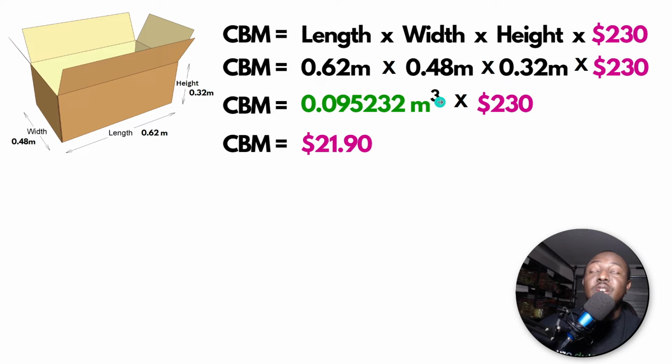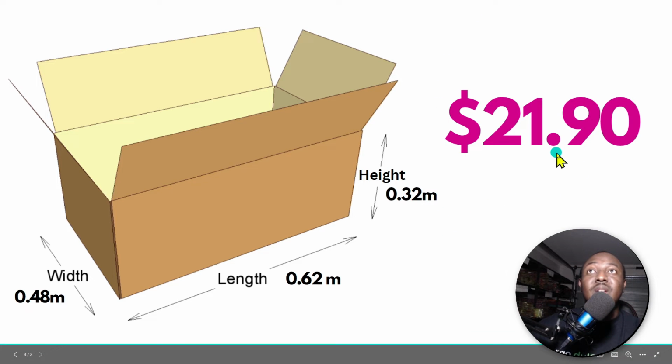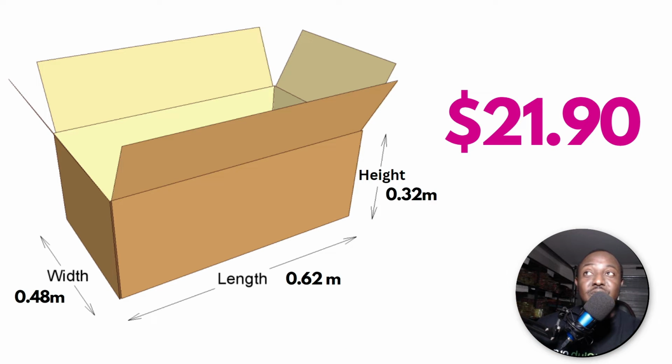0.095232 cubic meters. Now we multiply it by 230, and the cost for this box is going to be $21.90. So to ship this box from China to Ghana, or from your destination country to Ghana, it is only going to cost you $21.90. And basically, this is the calculation of the CBM.